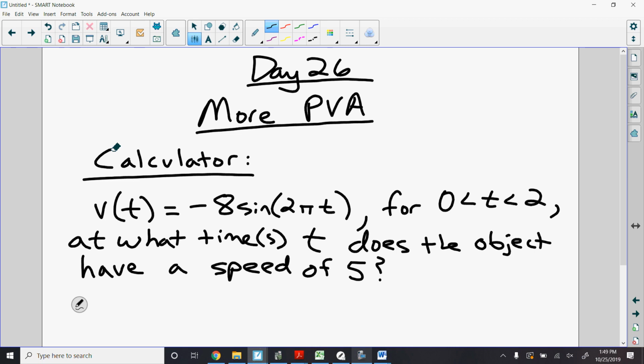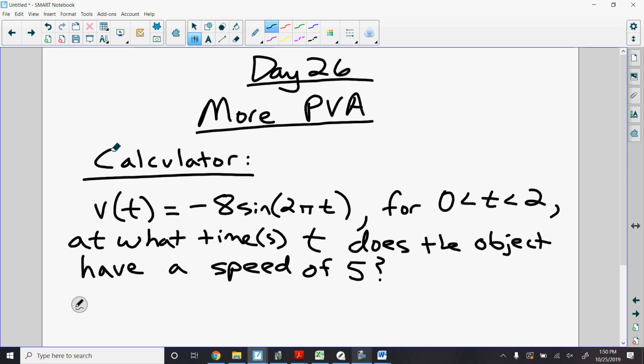What I really need you to take out of this unit that's really important is that the vocab we use really matters. Anytime you hear the word speed, you need to be on kind of high alert, because a lot of times speed and velocity are used interchangeably, but they mean two different things in physics and calculus. So speed is by definition the absolute value of velocity.